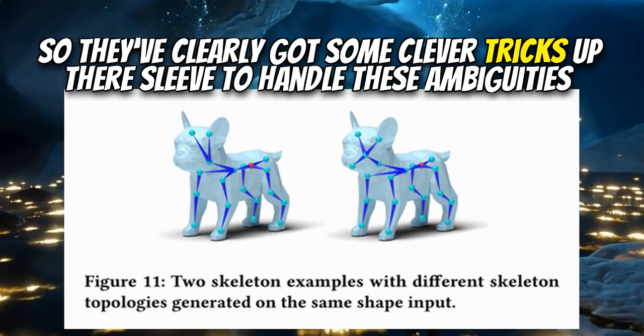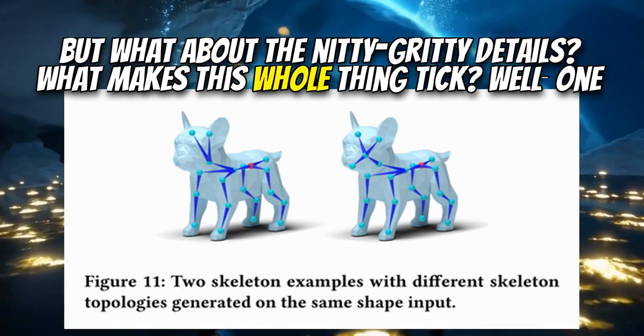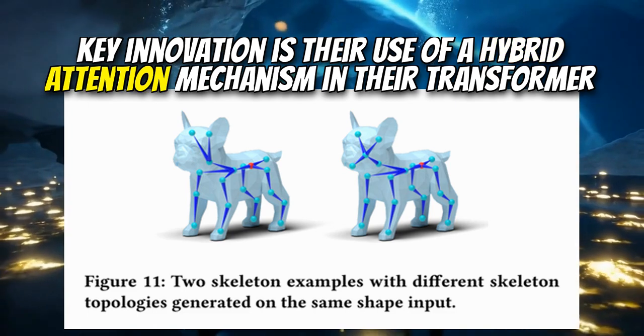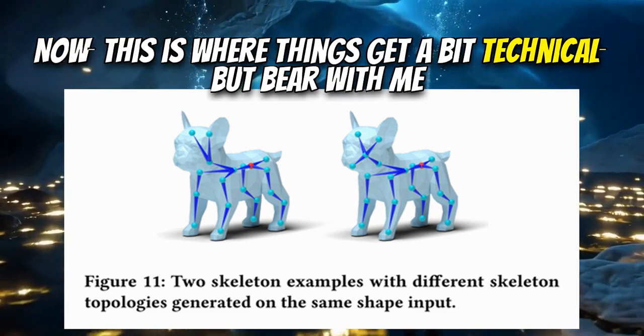So they've clearly got some clever tricks up their sleeve to handle these ambiguities. But what about the nitty-gritty details? What makes this whole thing tick? Well, one key innovation is their use of a hybrid attention mechanism in their transformer architecture. Now, this is where things get a bit technical, but bear with me.